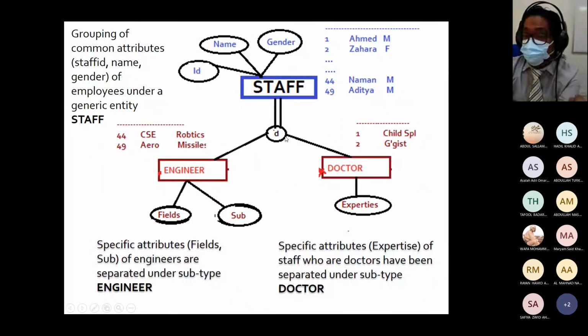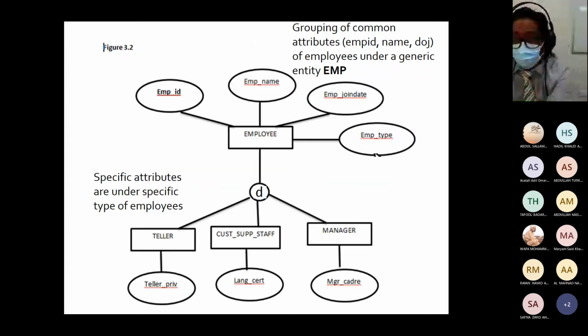You see D, disjoint. Just like my example, in the absence of an engineer, the doctor could not replace him to perform the engineering tasks. Vice versa, in the absence of a doctor, do you think the engineer will replace him and do all those doctor job tasks? Of course not. That's why you're seeing D there. This is a disjoint. I haven't shown you any overlap yet.